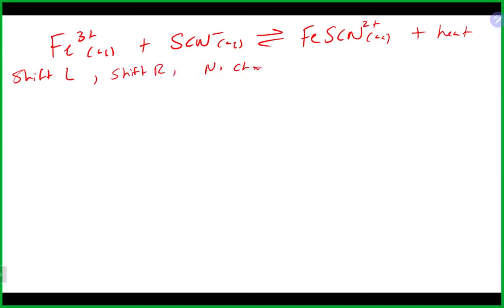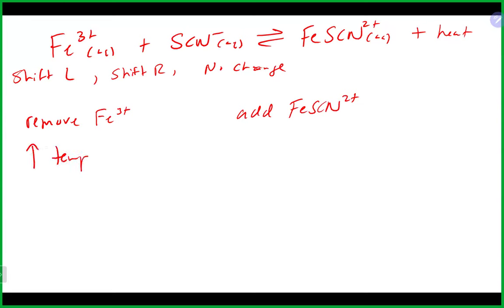If I do the following, let me see here. Let's say we remove Fe3+. We add FeSCN2+. We increase the temperature. We add SCN minus, and then we decrease the temperature. All right, so let's take a look.